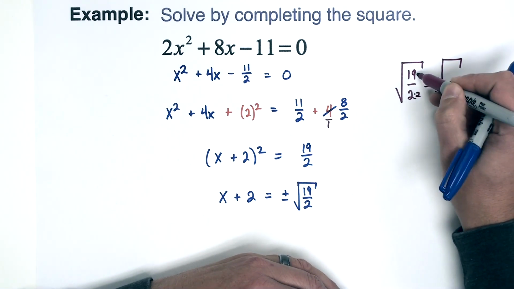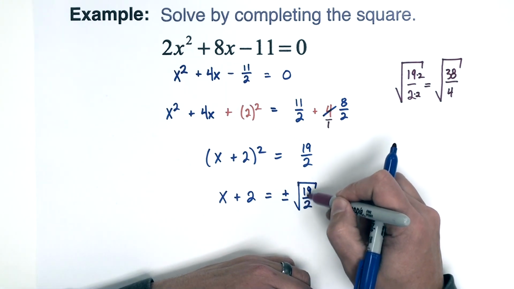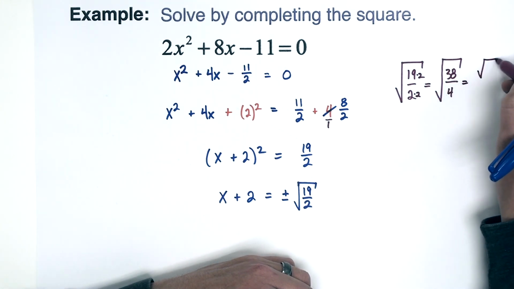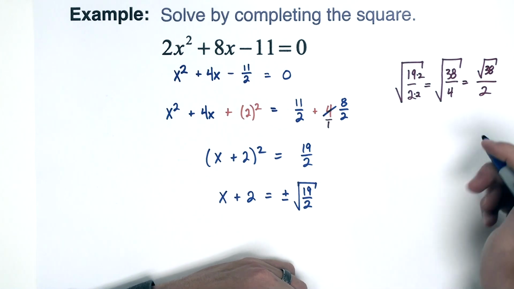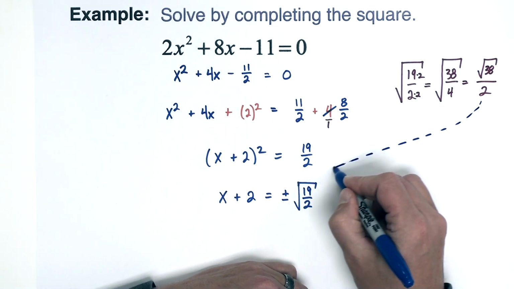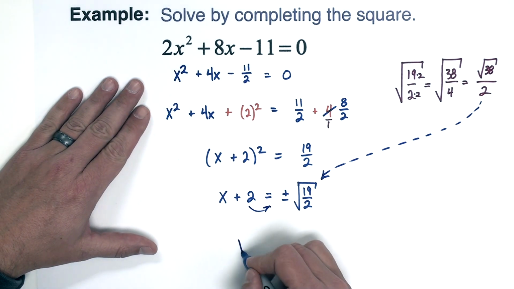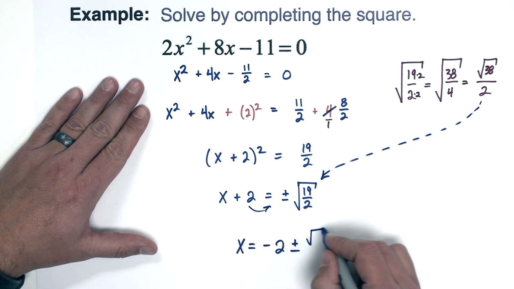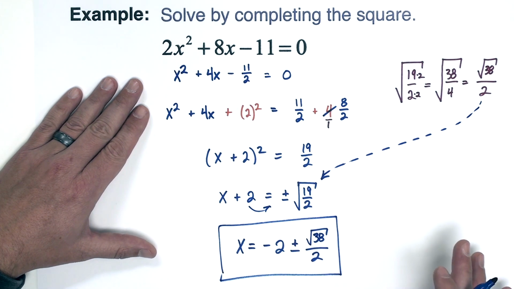Well, I take it times 2, so I need to do the same thing up top. So I'm going to think of this 19 halves as instead 38 fourths, which then becomes square root 38 over 2. Okay, so that's the simplification I'm going to do to that term right there. So now I'm just going to subtract the 2 over. So we get x equals negative 2 plus or minus, and this is going to become square root of 38 halves. Now, I would be okay with you leaving the answer just like that.